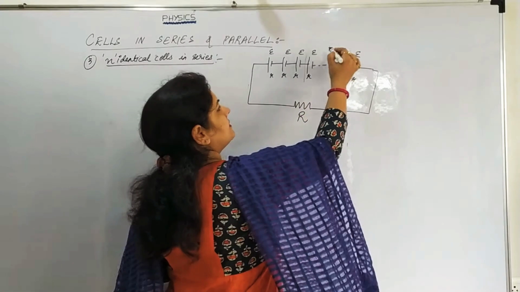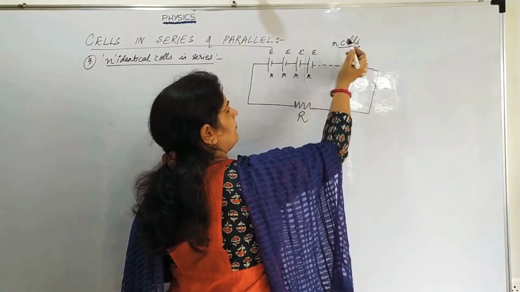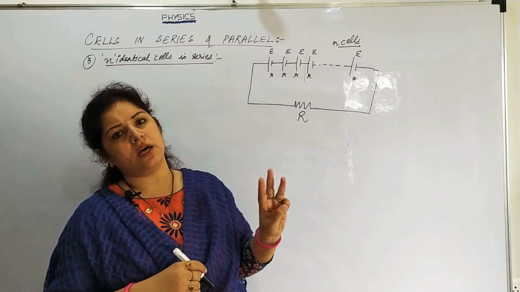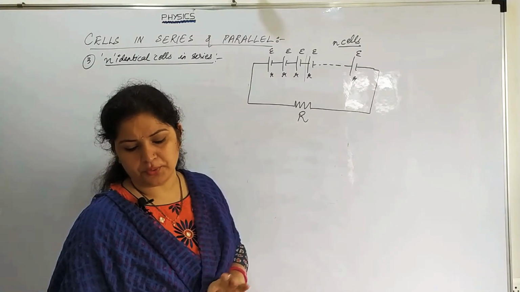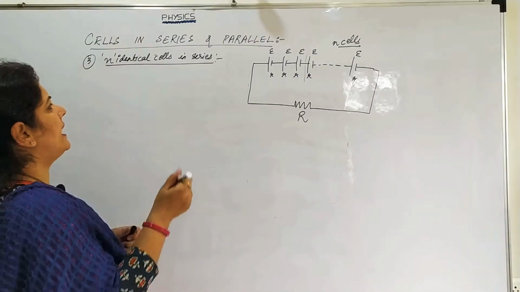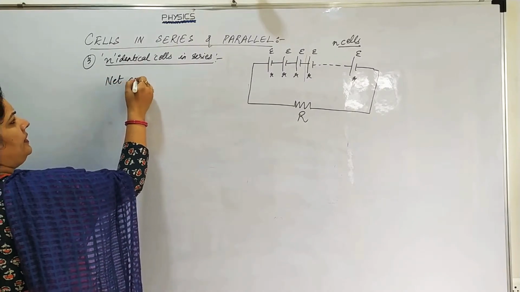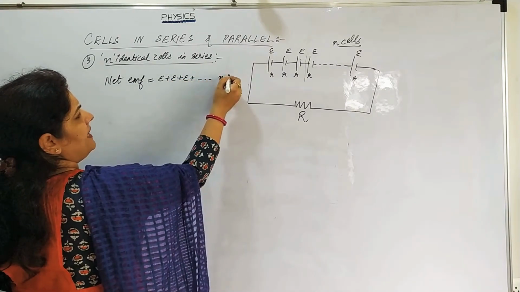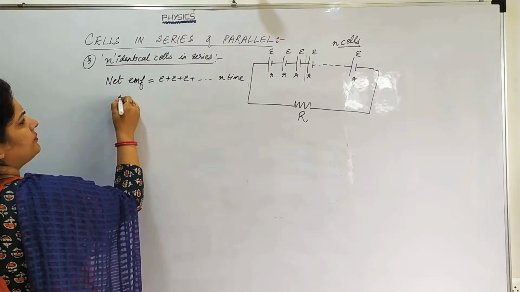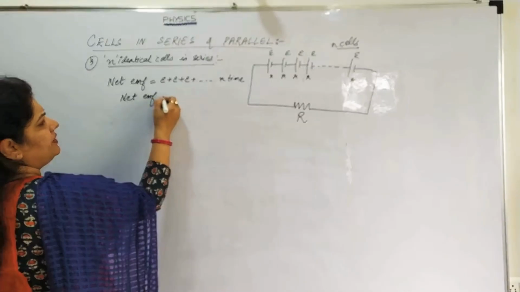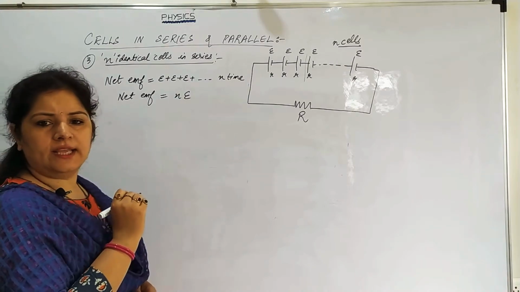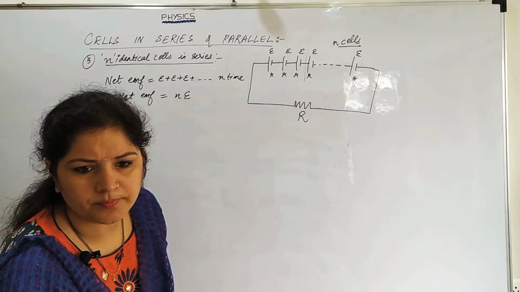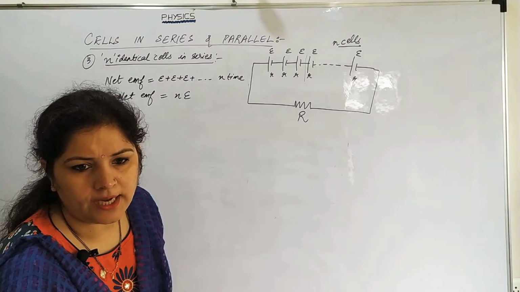And how many cells are there? n cells, right? So now we will find the EMF, the total resistance, and the current flowing through the combination. That we are going to study, right? So let us find the net EMF first. Net EMF will be E plus E plus E up to n times. So what will be the net EMF? Net EMF would be n times E. Agree? So this is the net EMF.